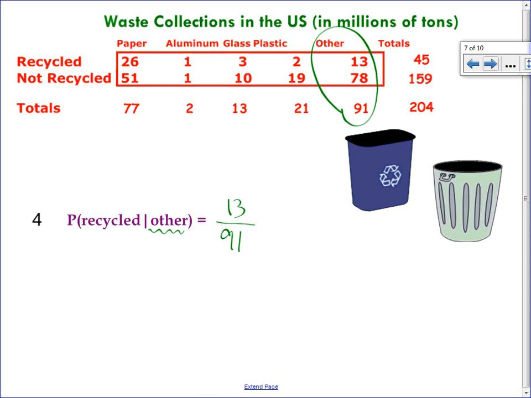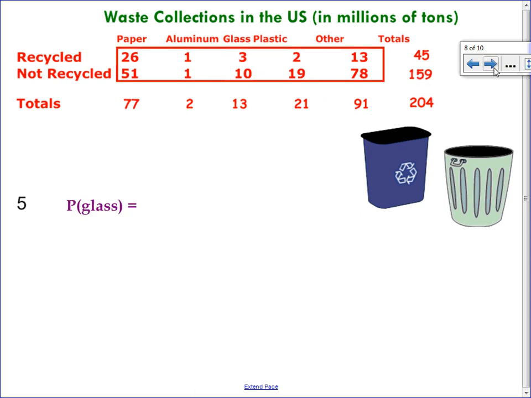Just to make sure that you don't get on that cycle of just circling something and then not using the 204, there's going to be some questions like this mixed in. What's the probability that we would pick something that's glass? There's nothing that's a vertical line or given, so we aren't looking at just a smaller portion of this information. We're looking at all of the glass items. So this is going to be 13 out of the total 204.